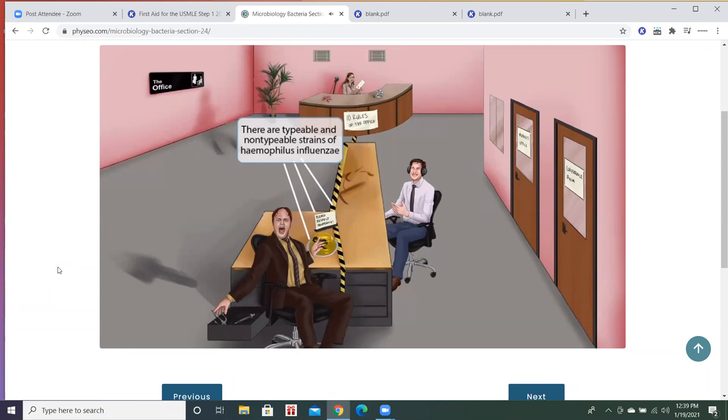Finally, notice that the tape can no longer be seen right as it goes up next to Pamela's desk right here. So all of the information towards the top of the image that we have already covered is true of both typeable and non-typeable strains of H. flu.